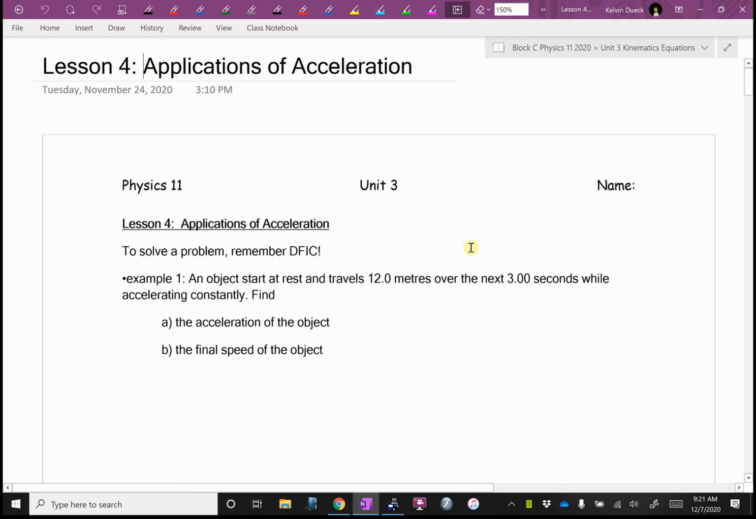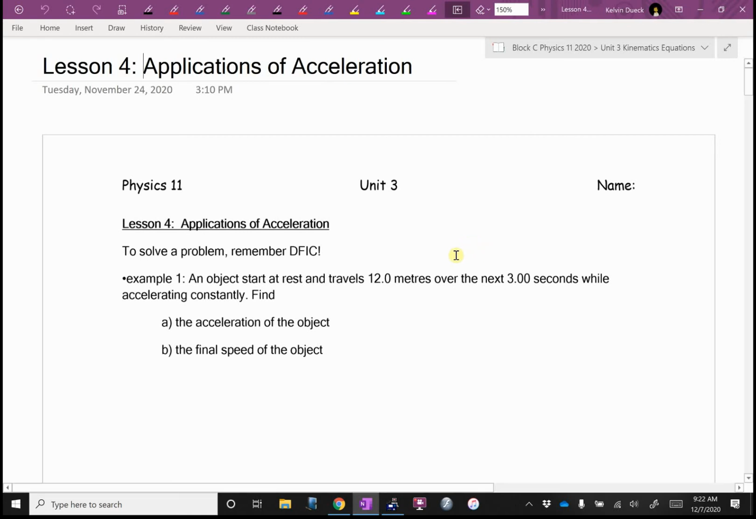Lesson 4, applications of acceleration. What we're going to do now is combine the 4 kinematics equations, our growing ability to do a little formula manipulation, and the concept that if I know 3, I can find 4, I can really find 5 things. We're going to be doing physics word problems.